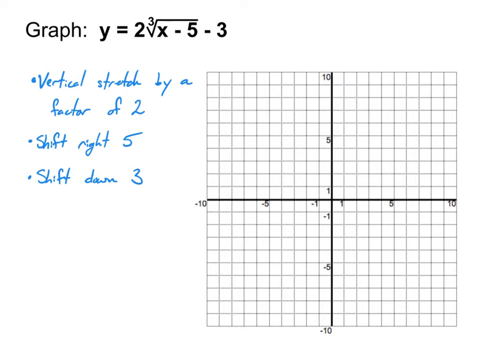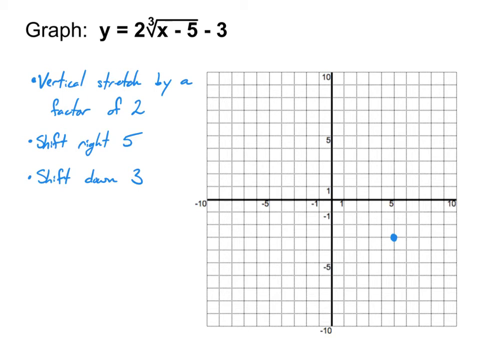So what I want to do first is identify where that first point goes. Instead of that first point being at 0, 0, it's going to be right 5 and down 3. So this is actually going to be the location of our very first point. Then from there, I just think about what I would normally do from that starting point. Remember in our last cube root graph, my first point after 0, 0 was at 1, 1. That means I went right 1, up 1.